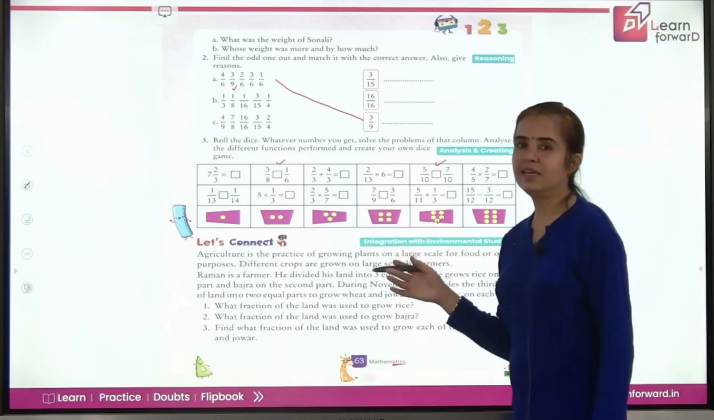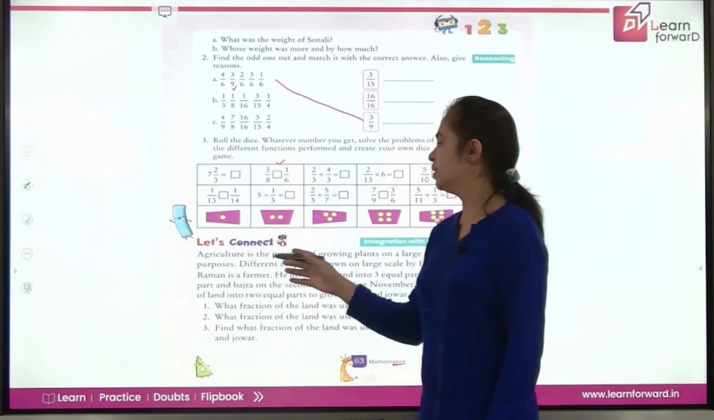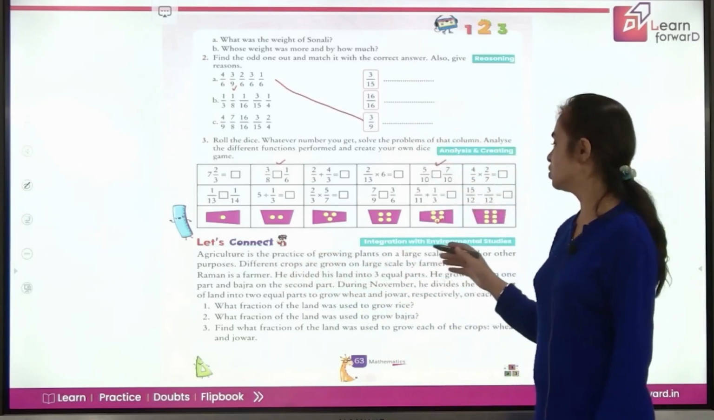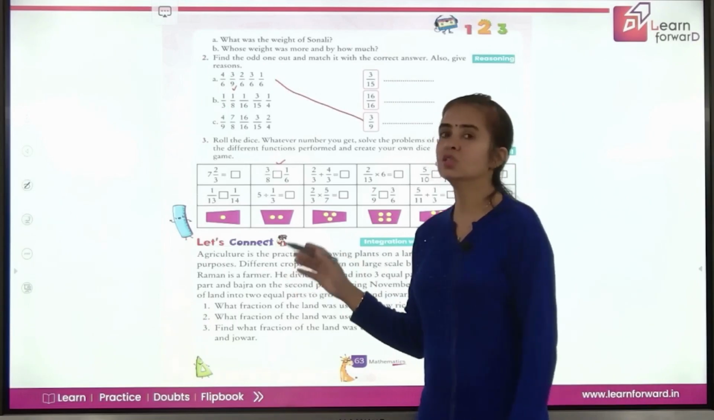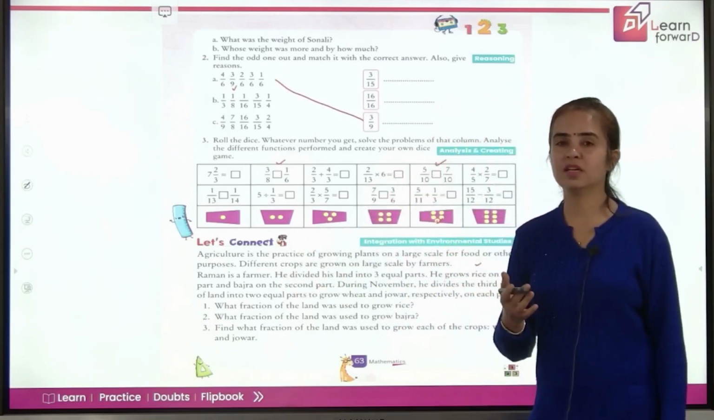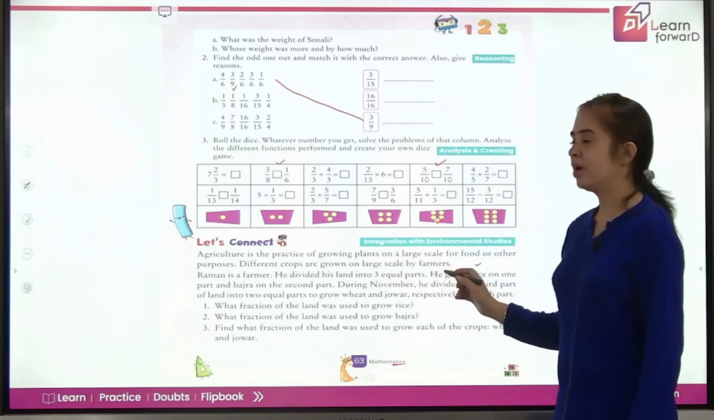Now here's an integrated exercise question for you, an activity for you. Agriculture is the practice of growing plants on a large scale for food or other purposes. So farmers grow crops in their fields, right? Different crops are grown on a large scale by farmers.